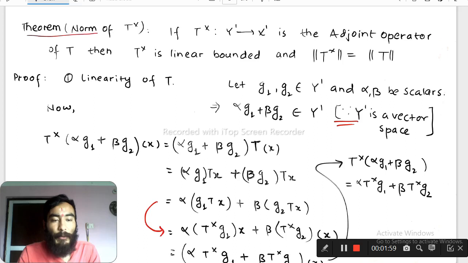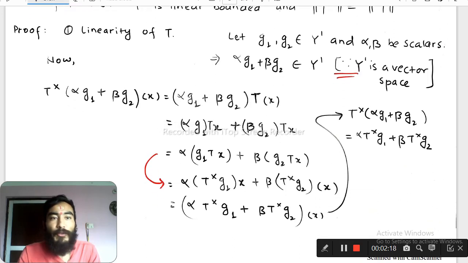So this gives the existence of the adjoint operator of T. Second, we have a theorem which gives a property of the adjoint operator T star. It states that if T star is the adjoint operator of T, then T star is also linear and bounded, and the norm of T star and the norm of T are equal.